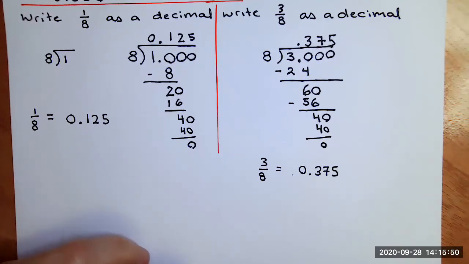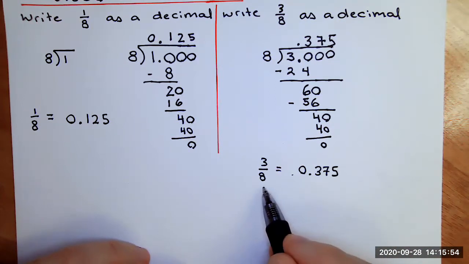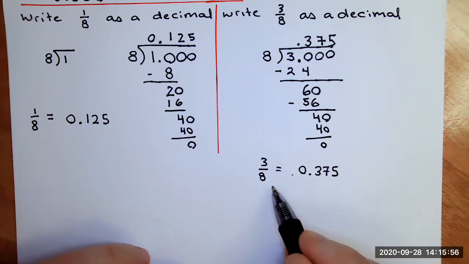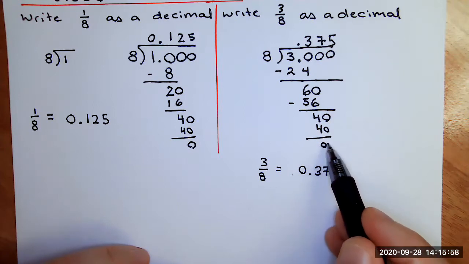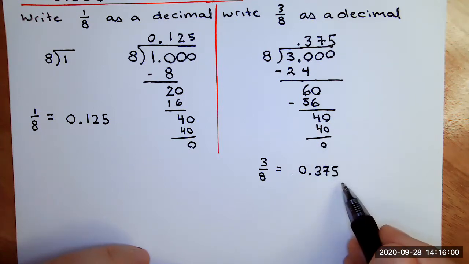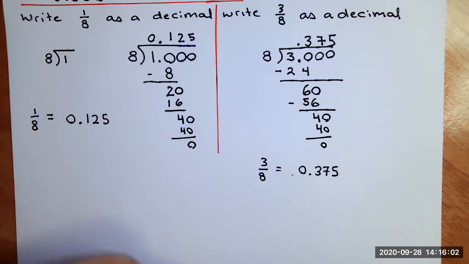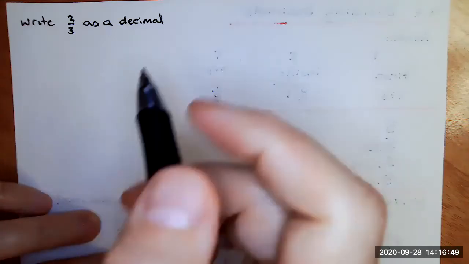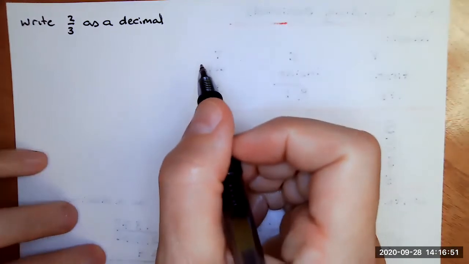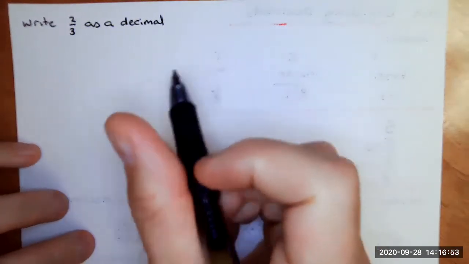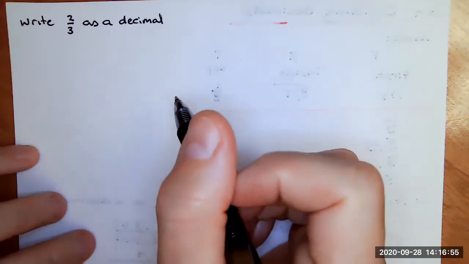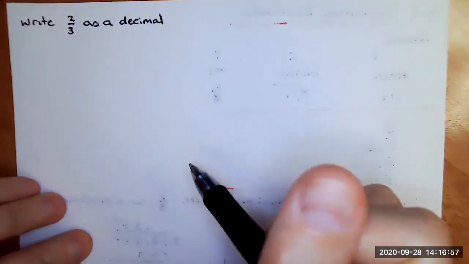All right, there's 3 stopping rules. And the first stopping rule is this one. If your remainder is 0, then you can stop. Let's do another example. All right, let's write 2/3 as a decimal. And if you want, you can hit pause and try this one on your own first.